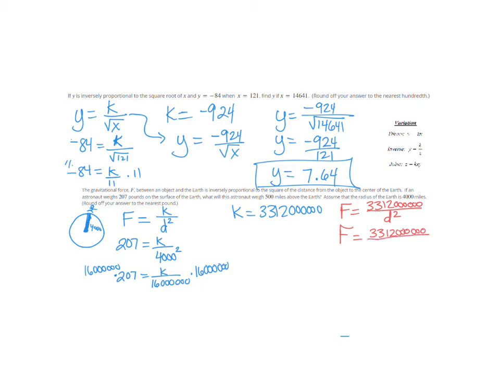The distance, now if you think of your little astronaut over here, he was 4,000 miles from the center of the Earth, but now he's 500 miles even higher, so that would be 4,500 squared. Don't forget to square. That's the most common thing, is we write that and then we forget to do it, so make sure you do that. And then you would just type that value in your calculator, and it would be 163.56 pounds.